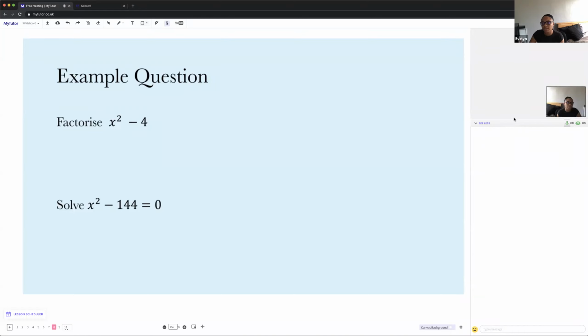Someone asks, does it matter which way you put the 6? No. In the example that we did on the previous slide, it actually doesn't matter which way. You could have x minus 6 and x plus 6, and then you get x equals 6 and x equals minus 6. It doesn't matter. You just need the two correct numbers. The order doesn't matter.